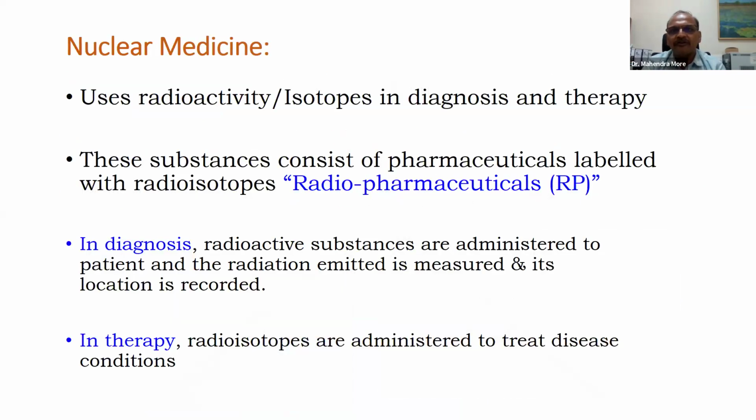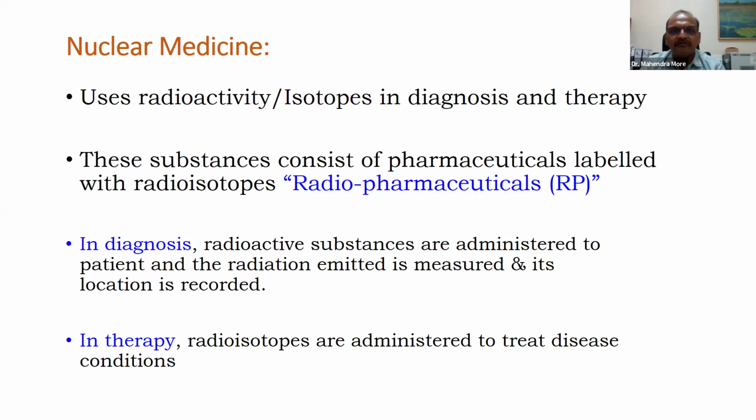So it uses radioactivity or the isotopes for diagnostic and therapy purposes. These substances consist of the radiopharmaceutical. A radiopharmaceutical can be separated into radioisotope and pharmaceutical. So when both are combined, it becomes a radiopharmaceutical, when the isotope is combined with the pharmaceutical part.